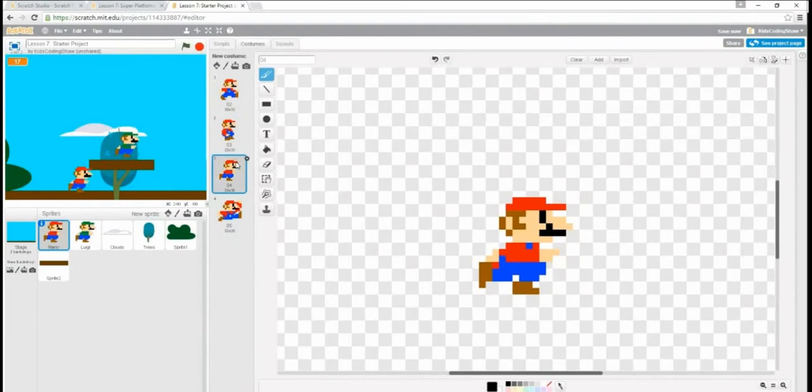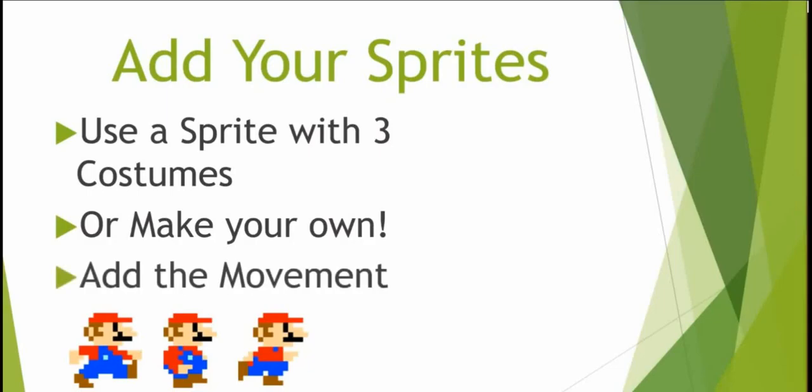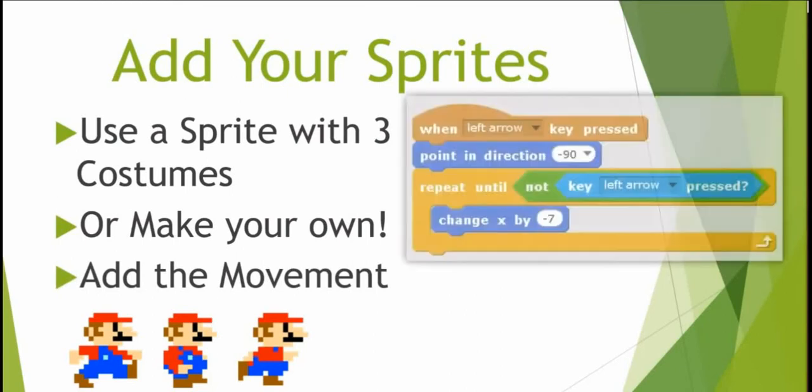The first thing we need to do is make sure we add the movement. So when we're talking about movement, we need to use an event that says when the left arrow key is pressed, we should do something. So let's have a look. Let's break down the code a little bit there. We have our when left arrow key is pressed, we can point in the direction of minus 90 degrees.